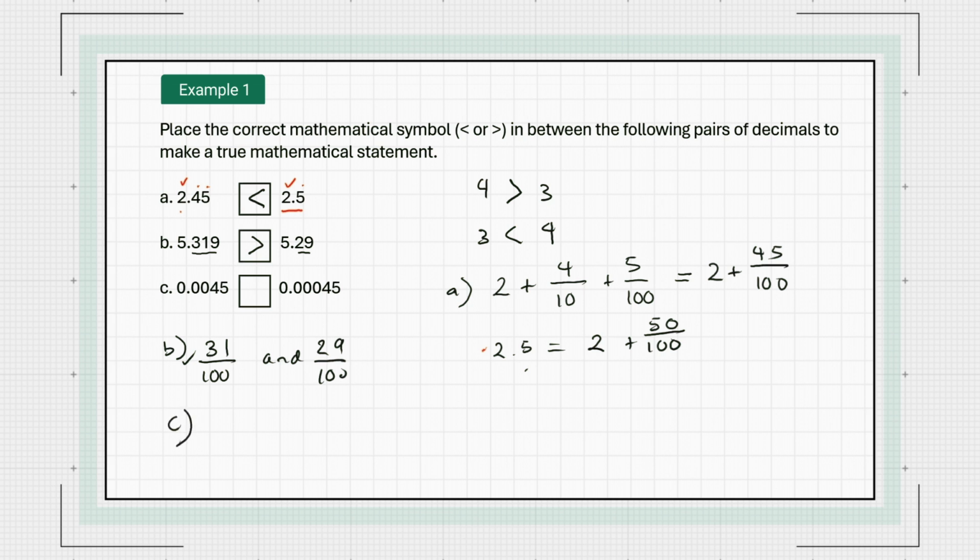In C, we have 0.0045 and 0.00045. The further along the number goes, the smaller it is. So because this is pushed a whole place back, it must be smaller. So 0.0045 is greater than 0.00045.